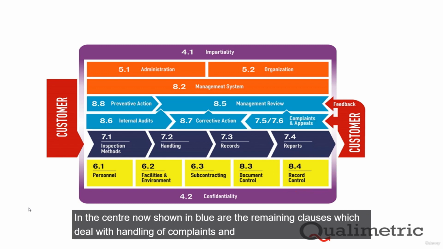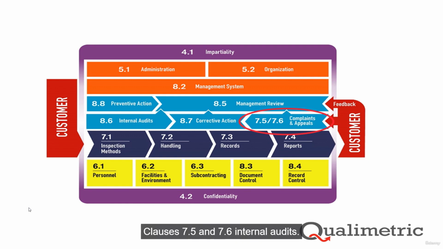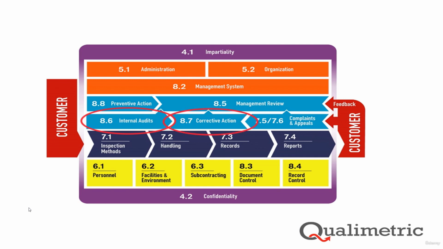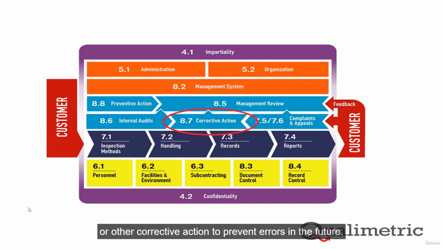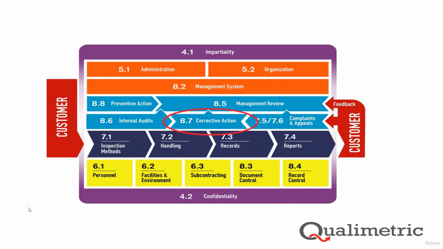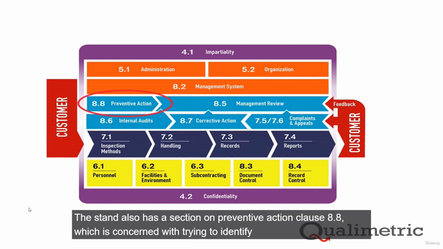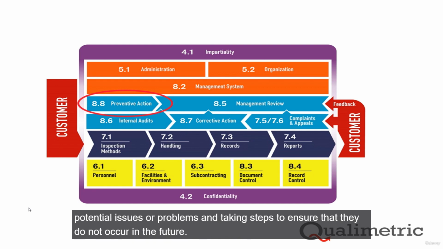In the centre now, shown in blue, are the remaining clauses which deal with handling of complaints and appeals, clauses 7.5 and 7.6, internal audits, clause 8.6, the handling of instances of non-conformance, whether arising from errors, complaints, internal reviews or other corrective action to prevent errors in the future, clause 8.7. The standard also has a section on preventive action, clause 8.8, which is concerned with trying to identify potential issues or problems and taking steps to ensure that they do not occur in the future.